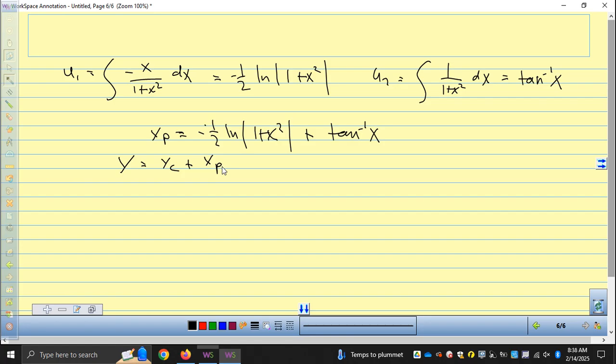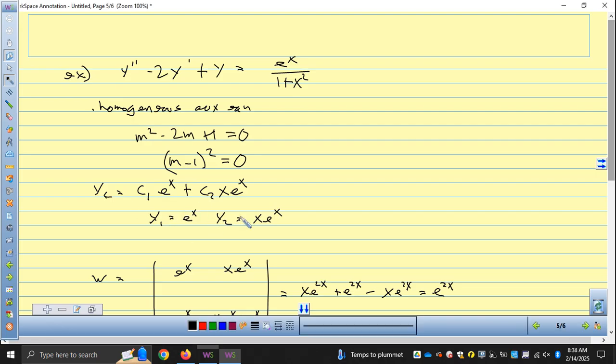Would you have a plus c or no? No, because remember, for our particular solutions, we don't need the arbitrary constants. But the C1 and the C2 would come in our complementary solution. Okay, yeah. So when we add our complementary solution, which was this, we get our two constants.